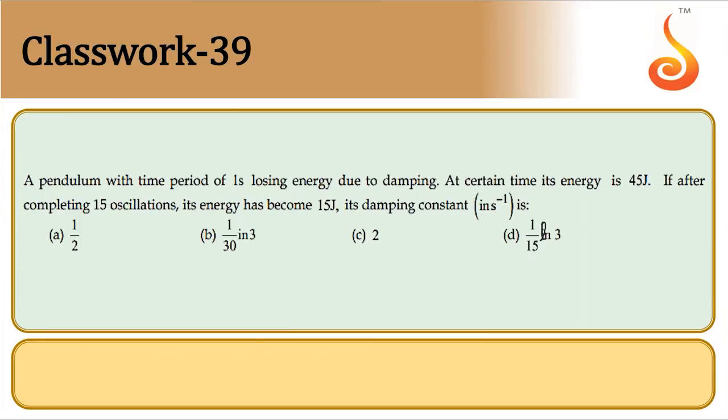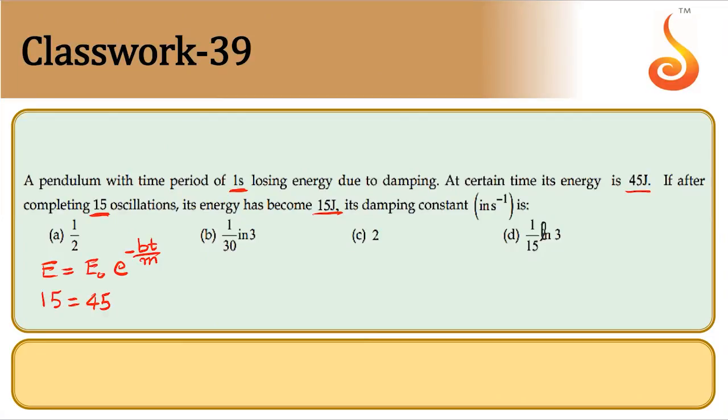See, at certain time, its energy is 45. Later, it becomes 15 joule. The time taken is 15 oscillations of 1 second each. So time elapsed is 15 seconds. So we know that E is equal to E naught into e to the power minus bt by m. So E naught is 45, E is 15 joules.